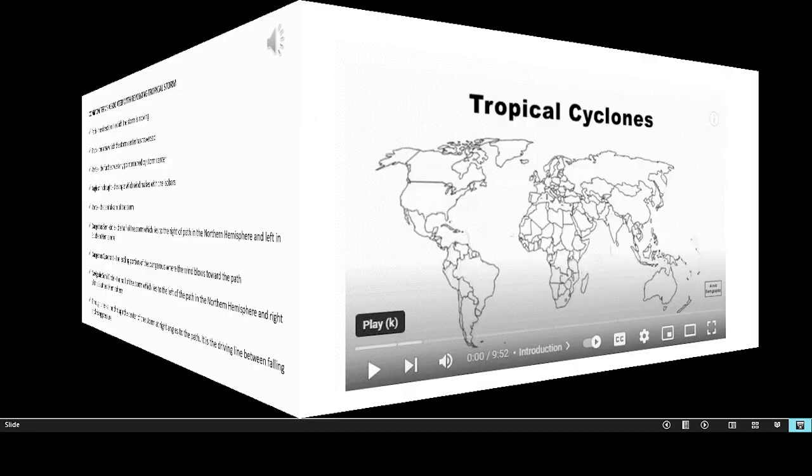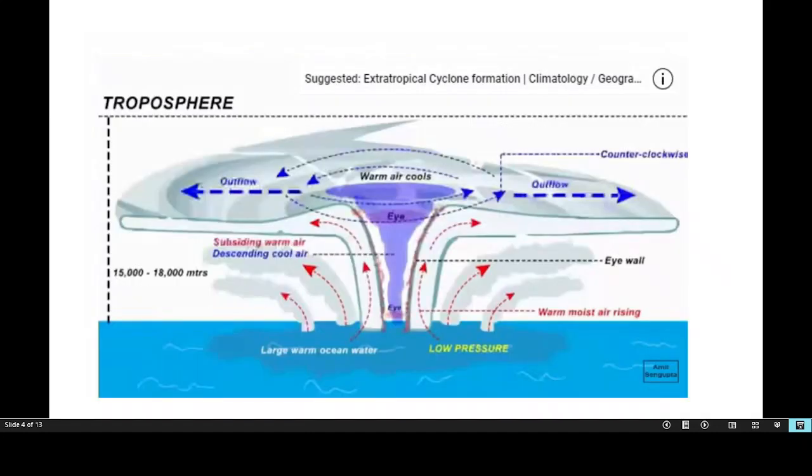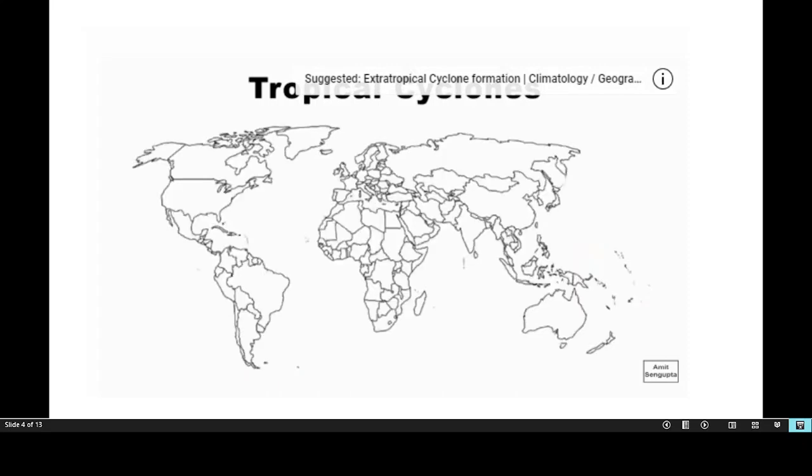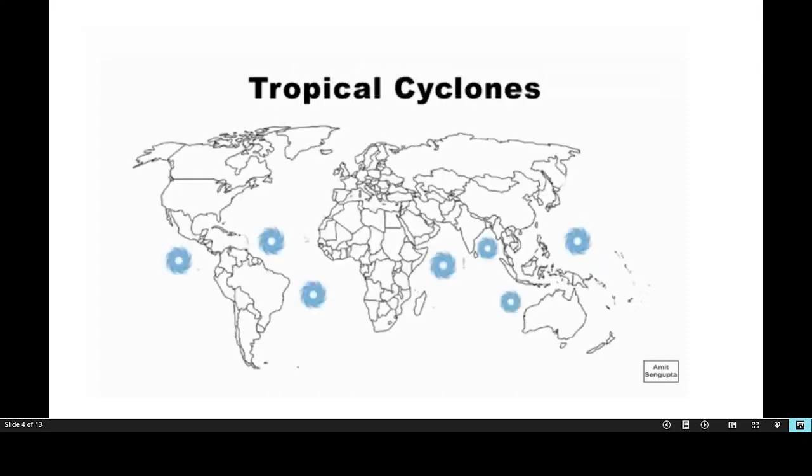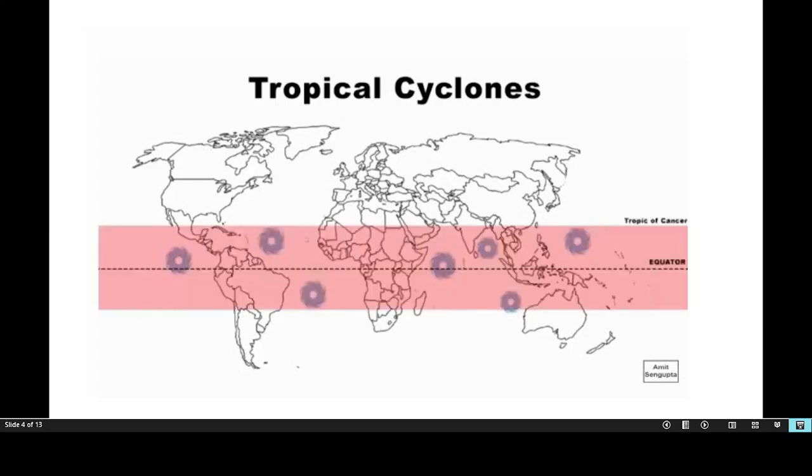In this video, we're going to learn about tropical cyclones. The first thing you need to understand is that tropical cyclones originate over oceans in tropical areas and coastal regions. As you all know, this is the tropical region. It is the region of the earth near the equator and between the Tropic of Cancer in the northern hemisphere and the Tropic of Capricorn in the southern hemisphere.